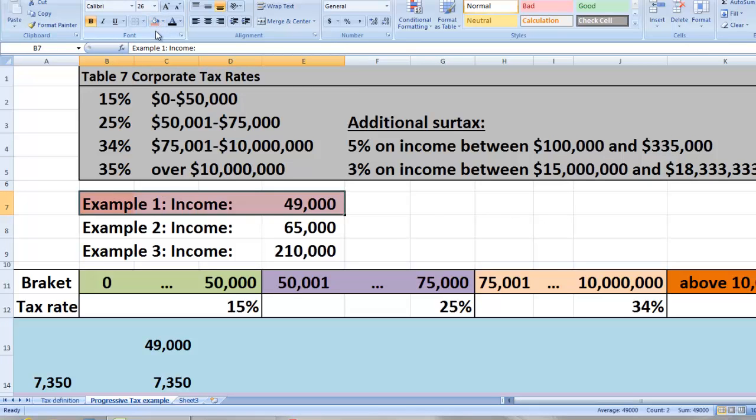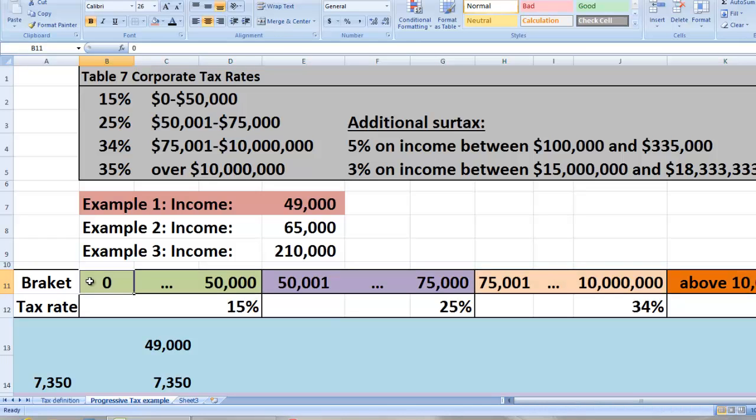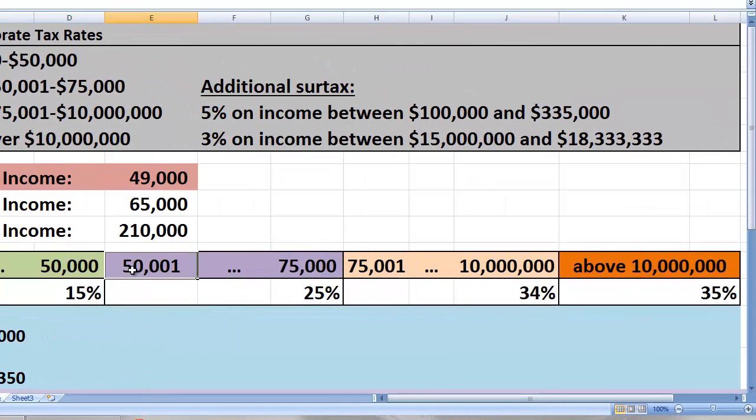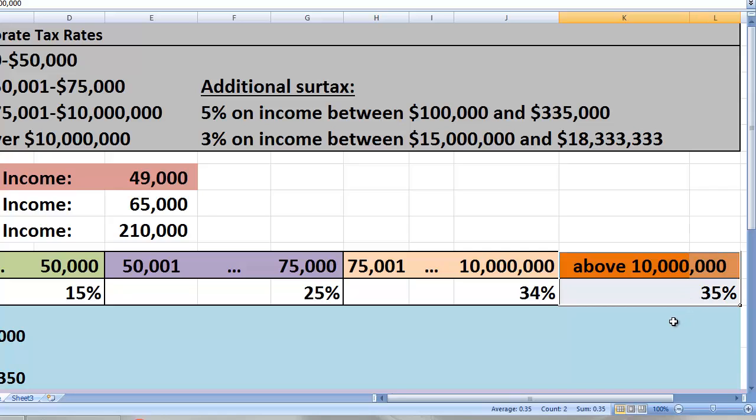First of all, assume that your company has income of, say, $49,000. To help us better imagine how things go, I spread the tax schedule horizontally. So if your income is from 0 to 50,000, the tax rate is 15%. Anything above 50,000 up to 75,000, your tax rate is 25%. Now, if your company does pretty good, you have income of more than 75,000, so you have to pay 34% for those above $75,000 and up to $10 million. And anything above $10 million, you have to pay 35% for that.